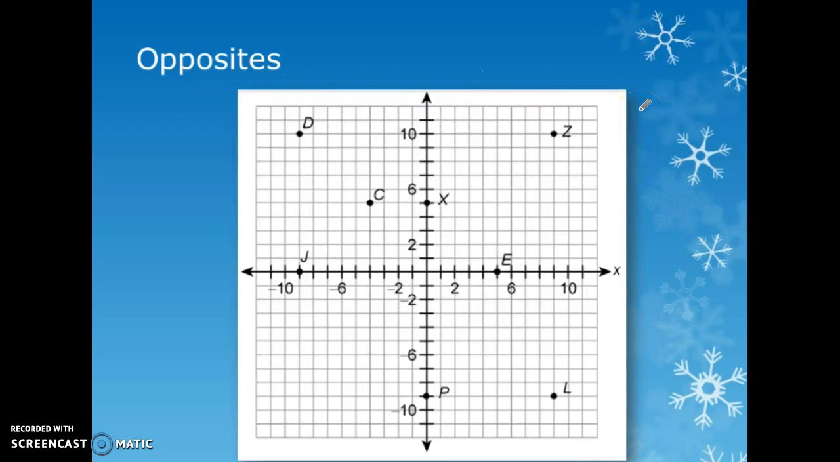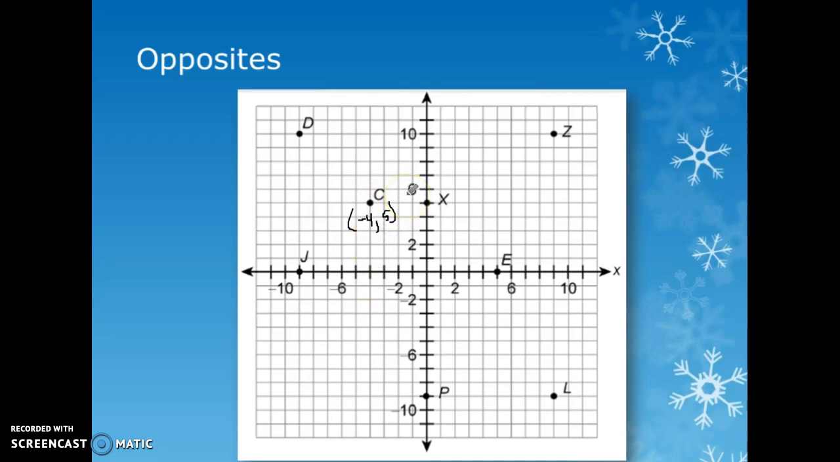If you're looking for the opposites, that means that you're writing the opposite coordinate of each point. So, for example, coordinate C. If I list out 1, 2, 3, 4, so -4 is my x-coordinate, and +5 is my y-coordinate.